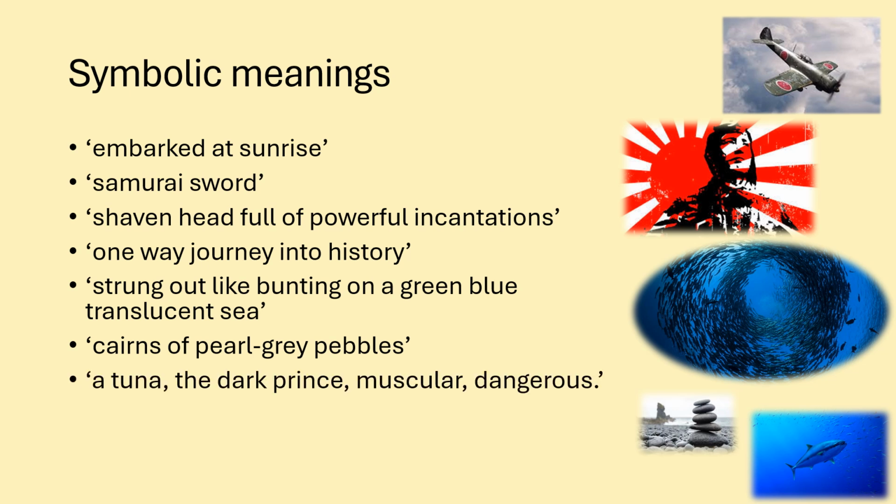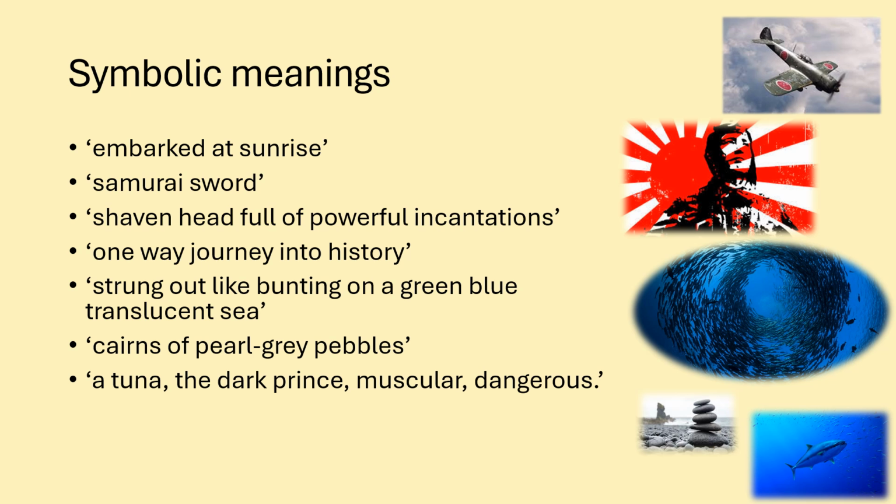Then we get the reference to the tuna, the dark prince, muscular, dangerous. There are a lot of different interpretations going around about this. The two that I give credence to, that I believe in, are the idea that possibly this tuna could be a metaphor for the power of Japanese society, as we've already said, Emperor Hirohito, and maybe the influence that he has on these men who are prepared to die for the country. The emperor is the country, so they're one and the same.